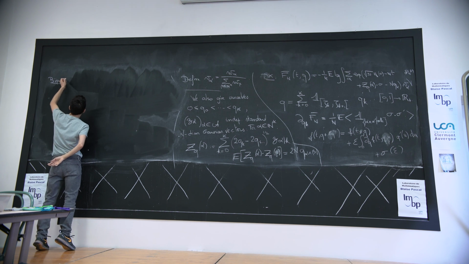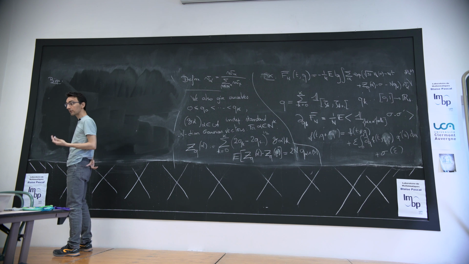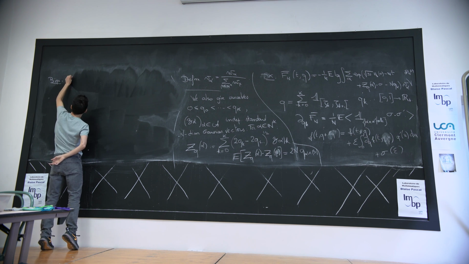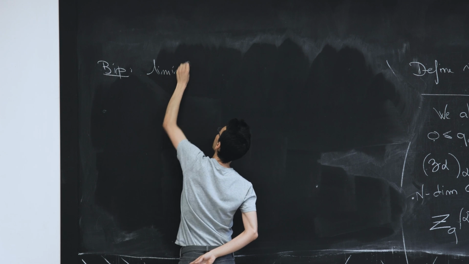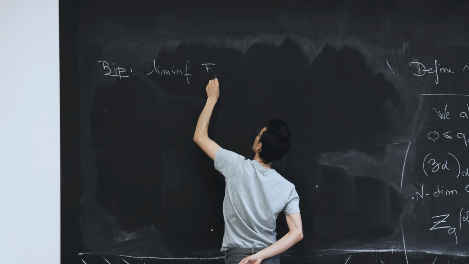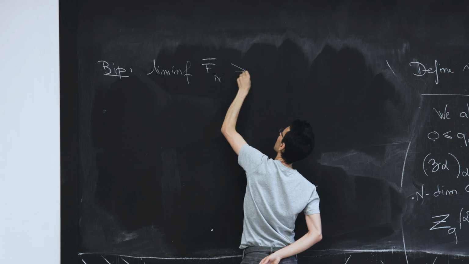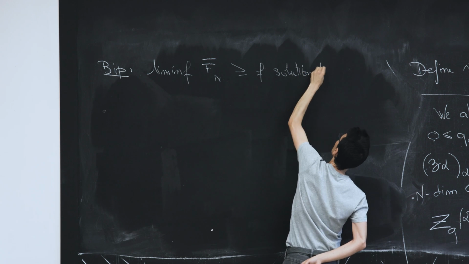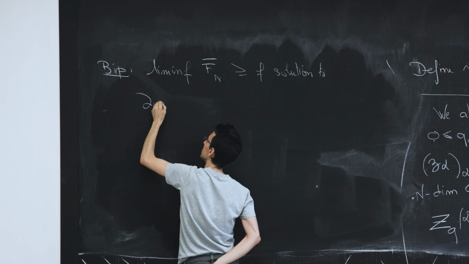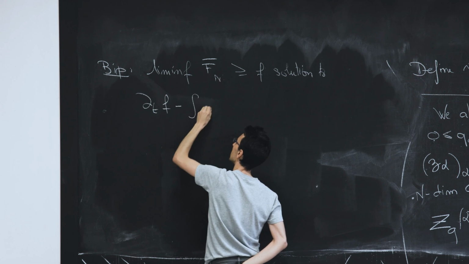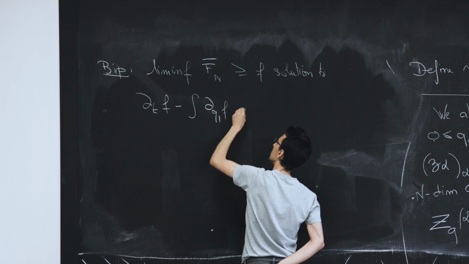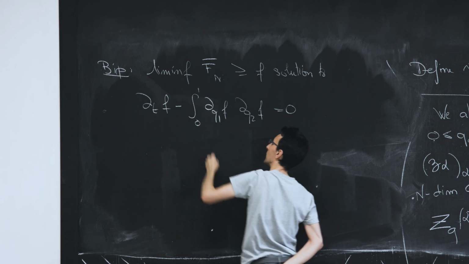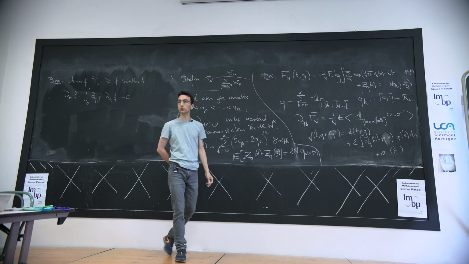So unfortunately, this we cannot show, but we can show a bound. So let's say, for bipartite, the liminf of the free energy is greater than f, solution to dtf minus the integral of dq1f dq2f equals 0, with again an initial condition that is not too difficult to describe.